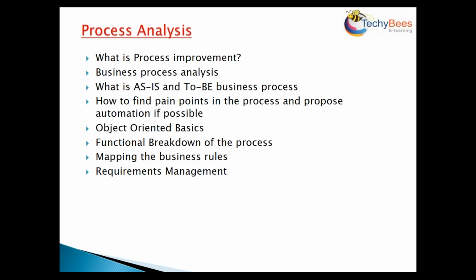As-is means existing process. To-be means new process that you will be introducing. Changes to the existing process that you will be introducing is referred to as to-be process. How to find pain points in the process and process automation if possible. Take help from the process team, production team, Six Sigma team, and your own analysis.